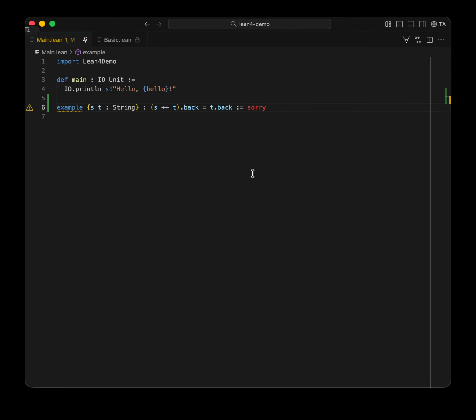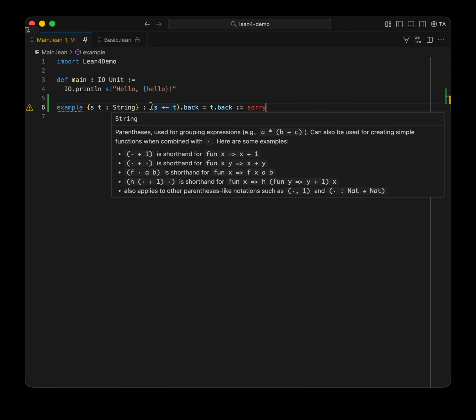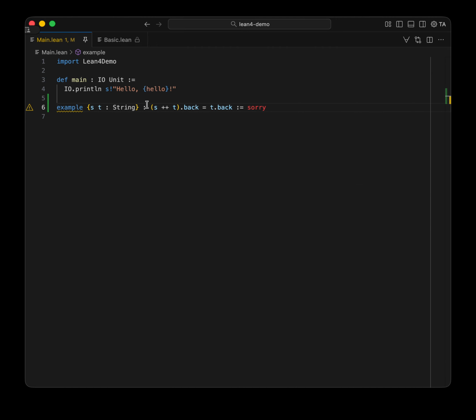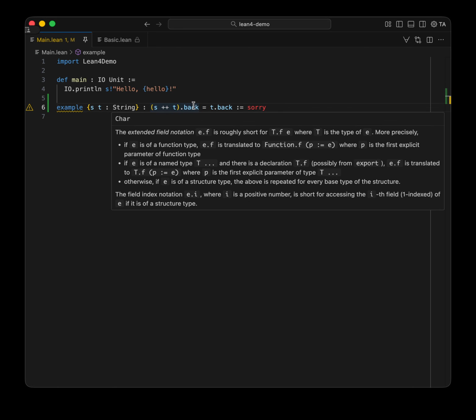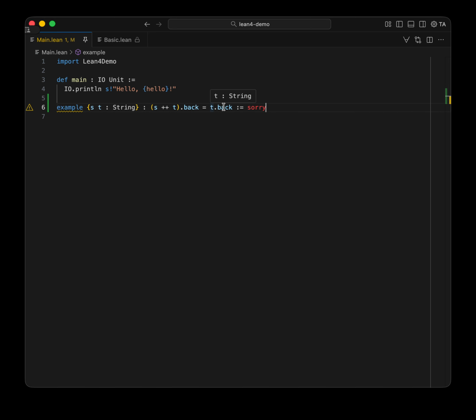Hello world. In the previous video, we installed Lean4 and created a project. This is where we left off last time. So we were just about to prove the statement that appending two strings and taking the last character is just equal to taking the last character of the second string.